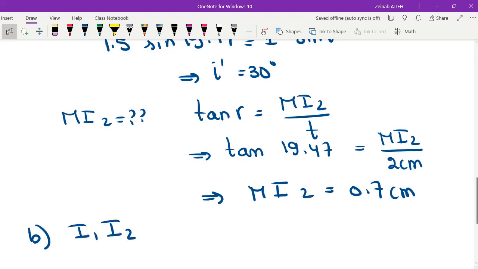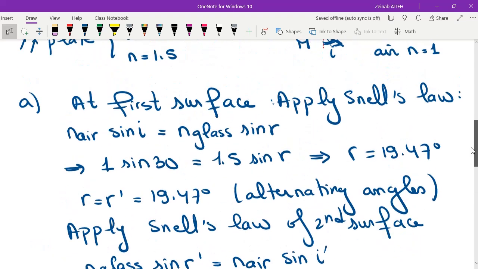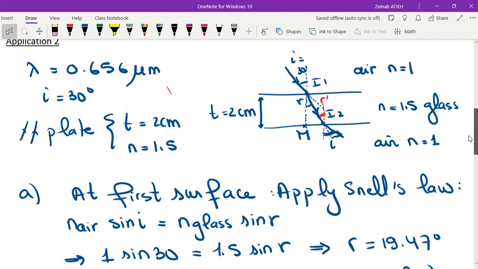I1 I2 is the path traveled by the light inside the plate, inside the glass. Let's take a look at I1 I2. I will use the same triangle, I1 M I2. I use the same triangle. Now I want to find I1 I2 with the R and with the T, which is the thickness.